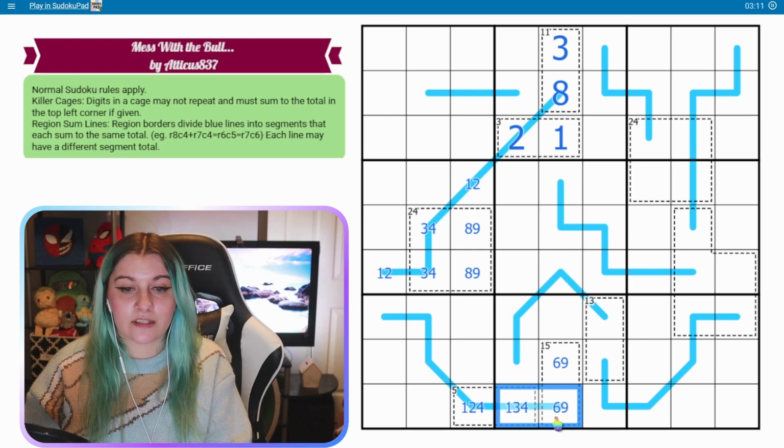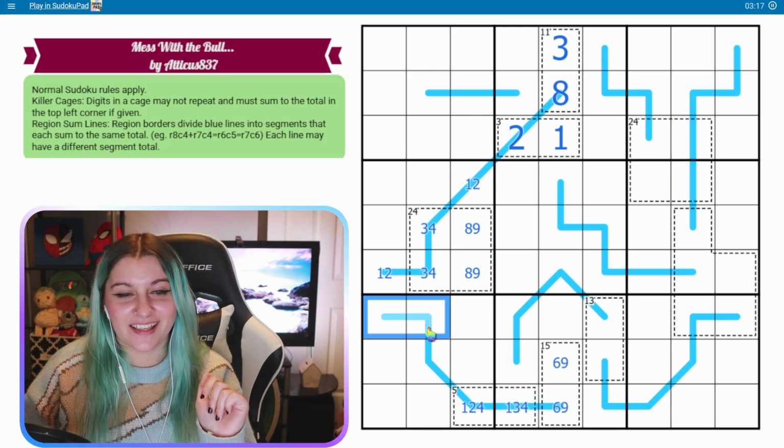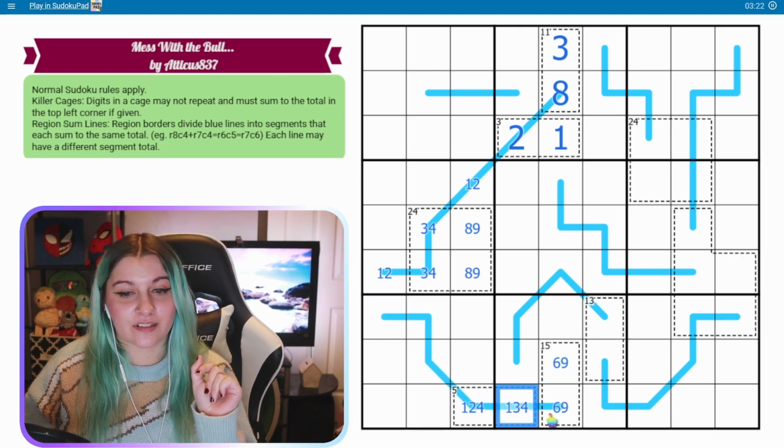What's the biggest this could be? 15. The smallest, is there any way this could be a 1? No. Yes, I take it back. This could be a 10 at a minimum. 1, 2, 3, 4. So this could go 1, 9.